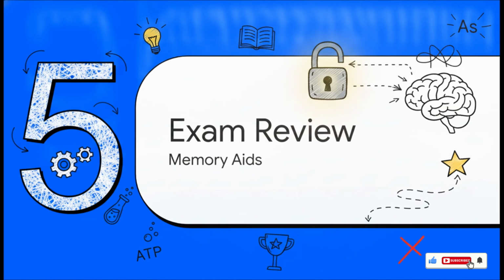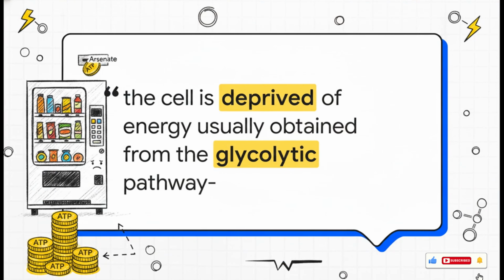Okay, let's wrap things up with Section 5, Memory Aids and Exam Review. If you want a totally foolproof way to remember the clinical correlation for arsenate poisoning, just think of it like a counterfeit coin at a vending machine.